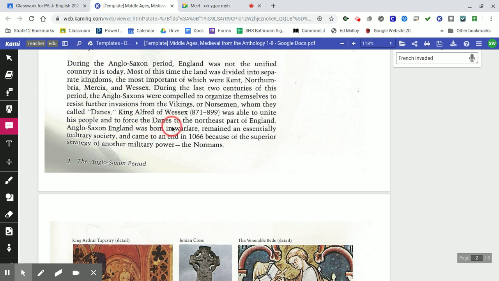King Alfred of Wessex, 871 to 899, was able to unite his people and force the Danes to the northeast part of England. Anglo-Saxon England was born in warfare, remained an essentially military society, and came to an end in 1066 because of the superior strategy of another military power, the Normans.